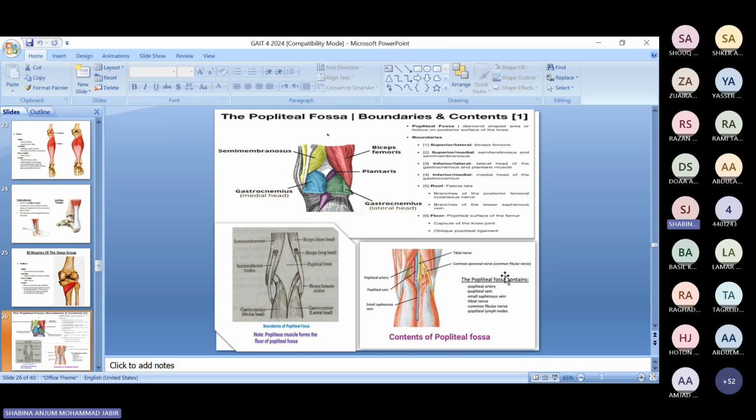What are the structures present here? We have the popliteal artery, popliteal vein, then the small saphenous vein, because we know that the small saphenous vein will come here and drain into the popliteal vein. Then we have the common peroneal nerve and tibial nerve, because this is the part where the division of the sciatic nerve will occur, just above this, but in the fossa you will get both the branches. And we have some popliteal lymph nodes.